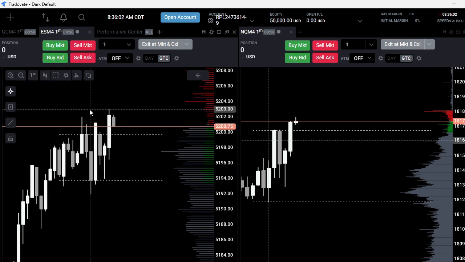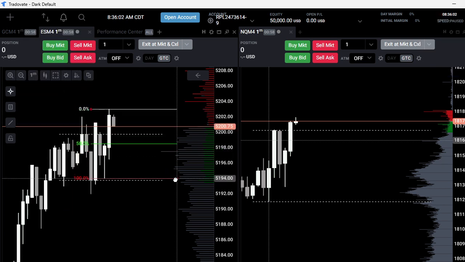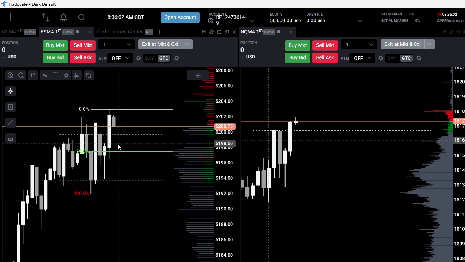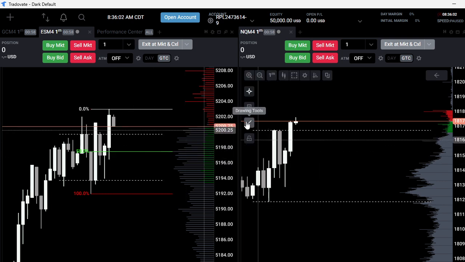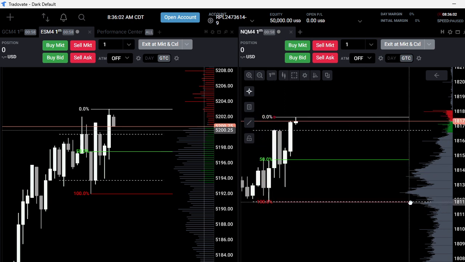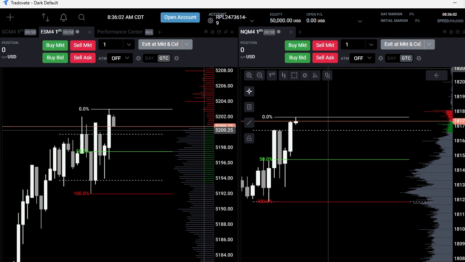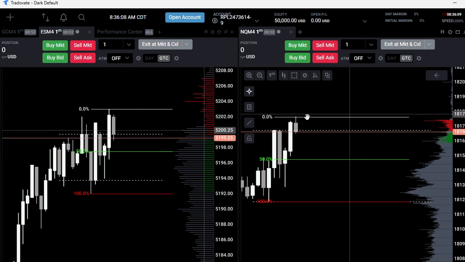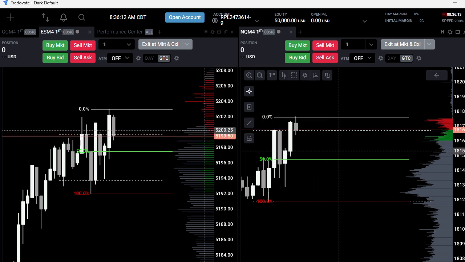from the ES. We might see a small retest from ES coming back to like this 50% range right here, maybe, and then possibly pushing to the upside. Let's see. All right, so we got that swing higher.